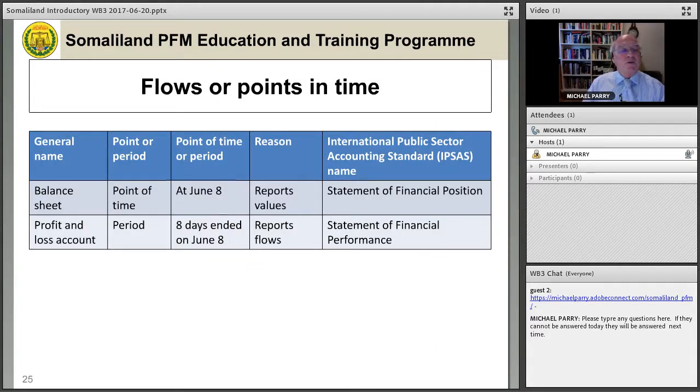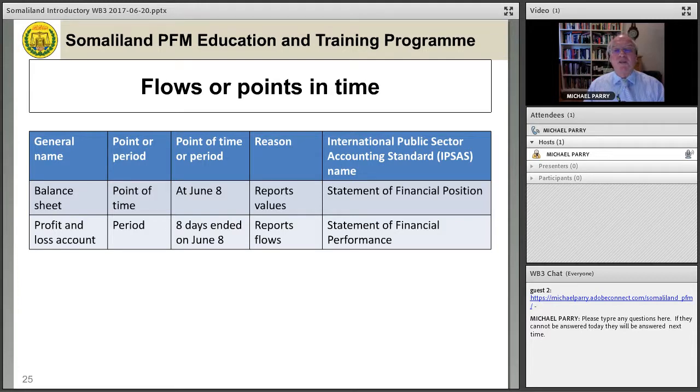And it's important to understand what the balance sheet and profit and loss account are. The balance sheet is the statement of values, accounting values of assets and liabilities, the net assets and capital at a point in time. So a balance sheet must always be dated as at a particular date, in this case June 8. Whereas the profit and loss account records flows over a period, so a profit and loss account must always identify the period. 8 days ended on June 8. Because the balance sheet reports values, the profit and loss account reports flows.